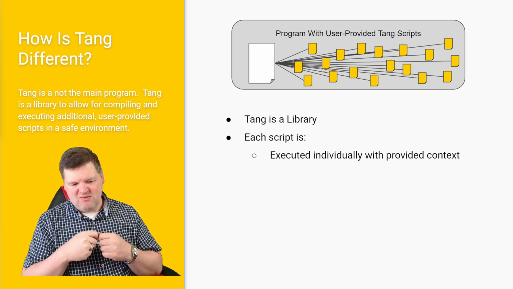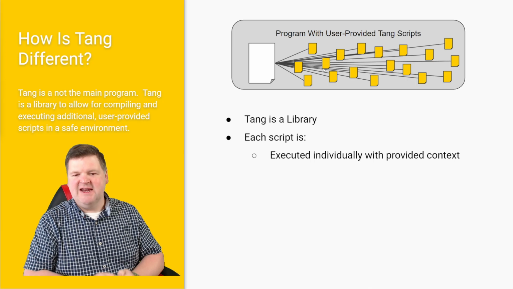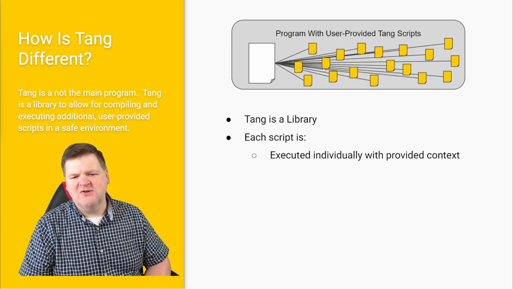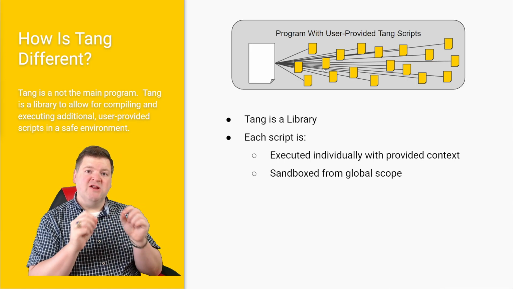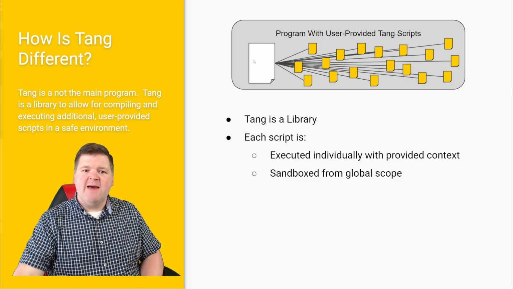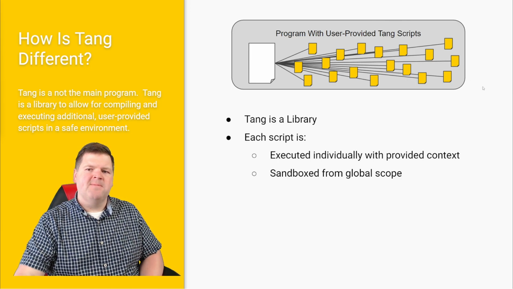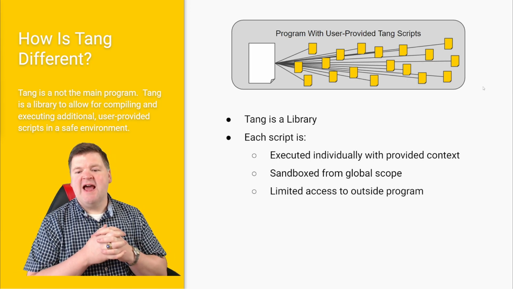Well, it's rendering Bob's this time. It's rendering Alice the next time. So on and so forth. Each script is sandboxed from the global scope, so it can't change what's happening in the main program. It's protected in that way. See what else? Limited access to the outside program.